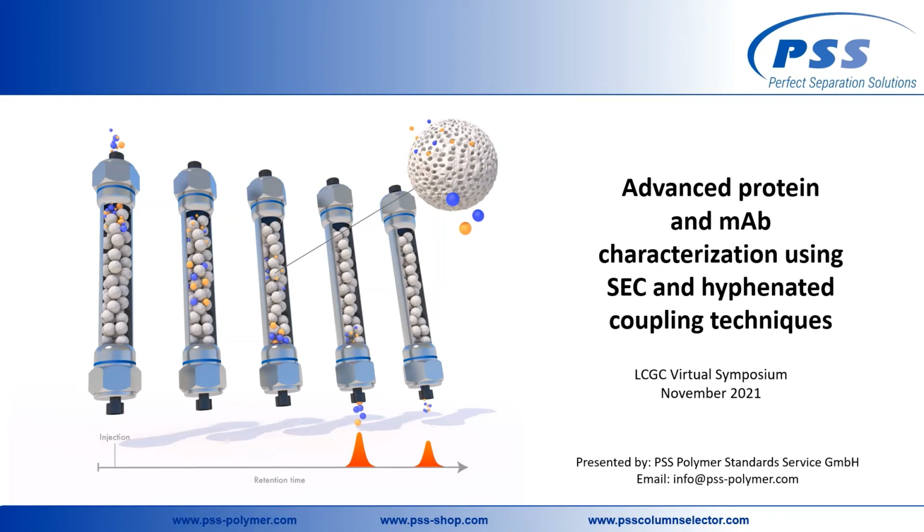Welcome to a PSS webinar about advanced protein and MAB characterization using SEC and hyphenated coupling techniques. It is our pleasure to give you a compact overview of the PSS analytical tools for advanced protein and MAB analysis using GPC-SEC and a variety of compatible detection techniques to gain a deeper insight into the structural and dimensional behavior of proteins and MABs, especially interesting for aggregation and degradation studies.